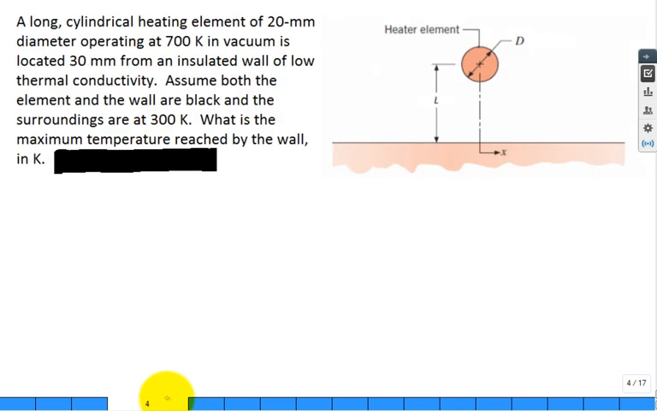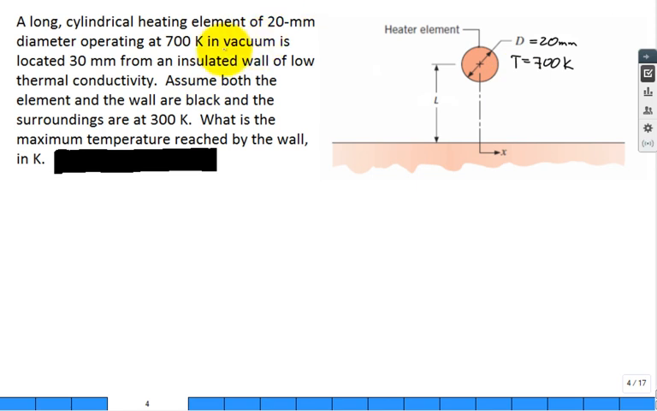All right, let's solve this problem. We have a long cylindrical heating element of 20 millimeter diameter. So D up here is 20 millimeters. It's very long. So into the third dimension, you know, it looks like almost it could be a sphere, but it's not. It's a very long cylinder. Okay. And its temperature is 700 Kelvin. It's in a vacuum.